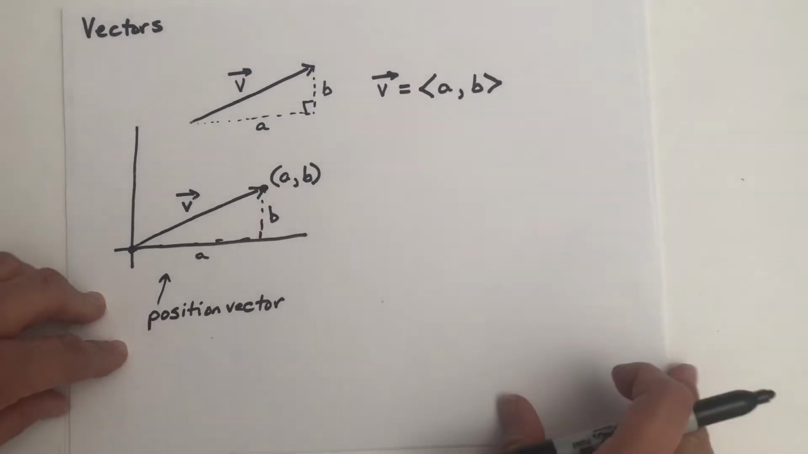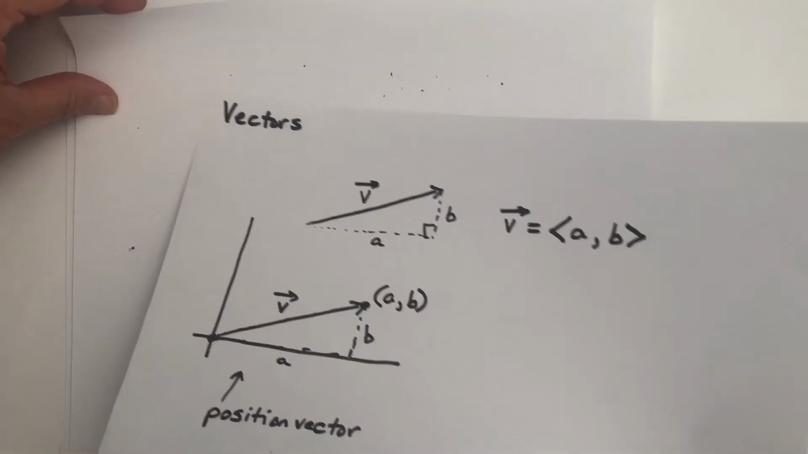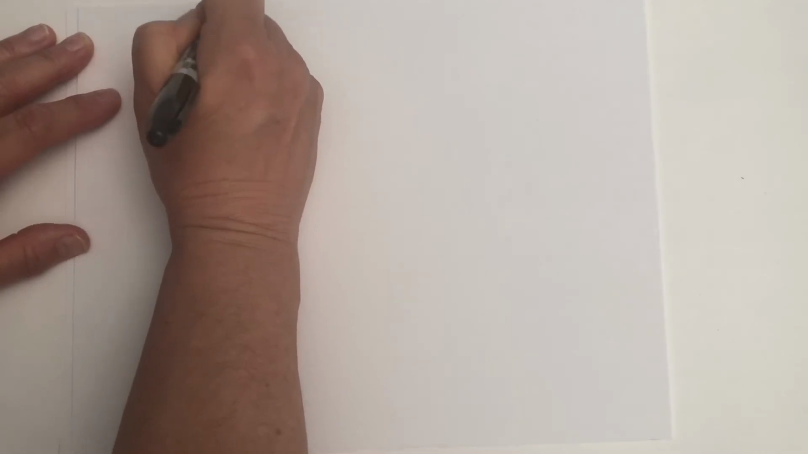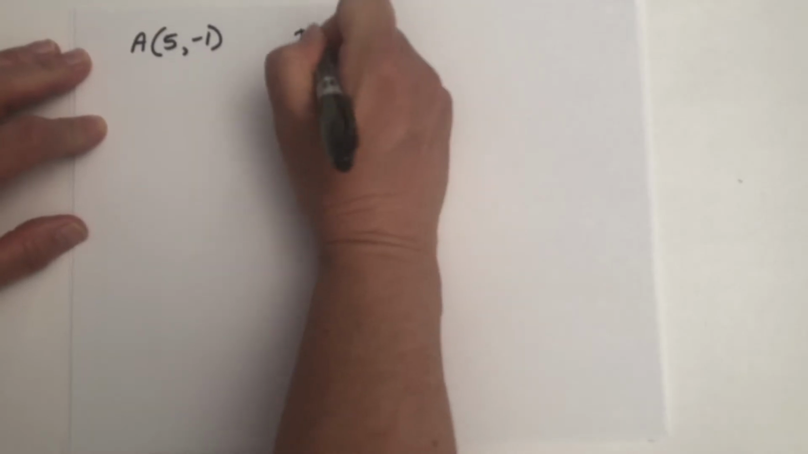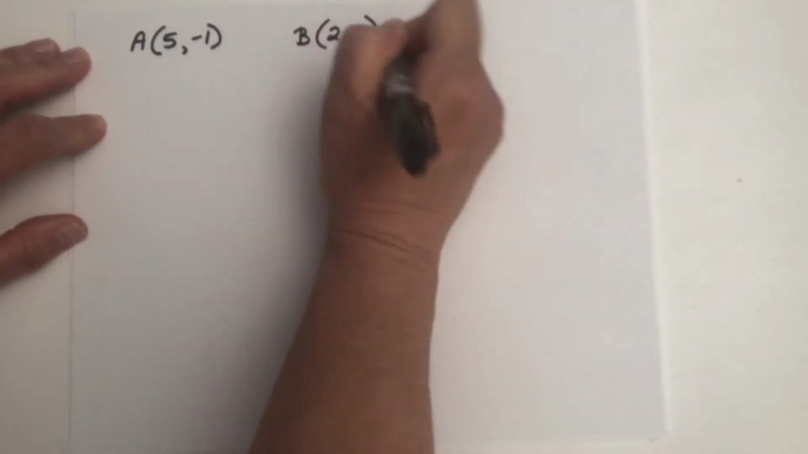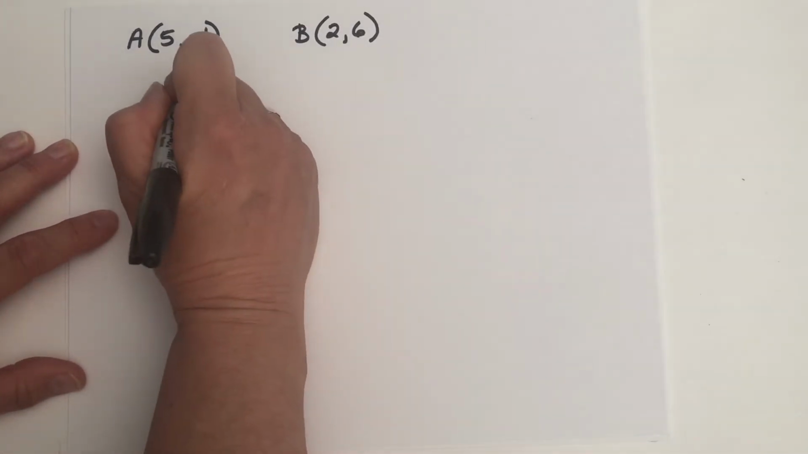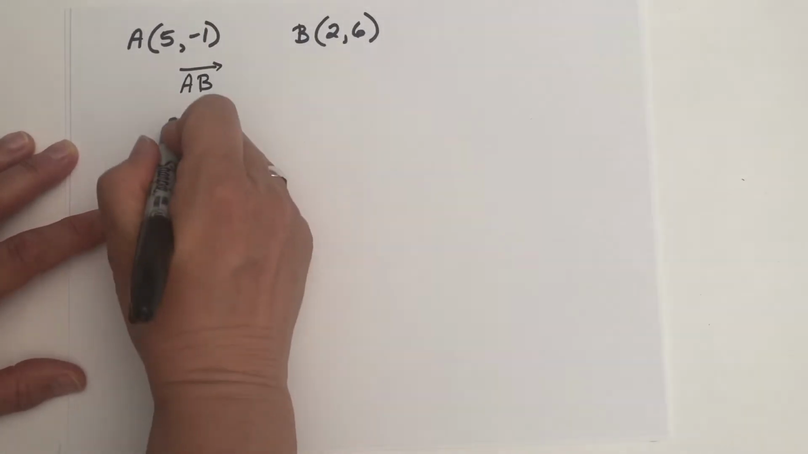So let's find the component form of another vector. Let's let the initial point of the vector be (5, -1), and we'll have the terminal point be (2, 6). And I'd like to come up with component form for that problem. So we're going to try to find AB in component form. Well, let's just draw a picture.